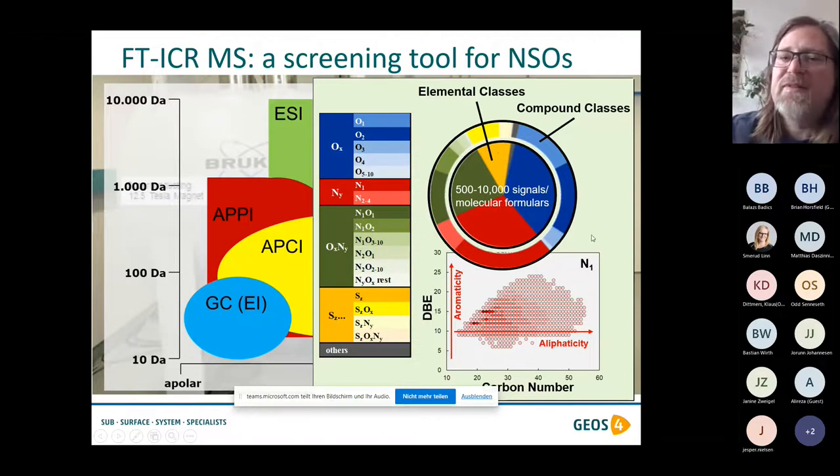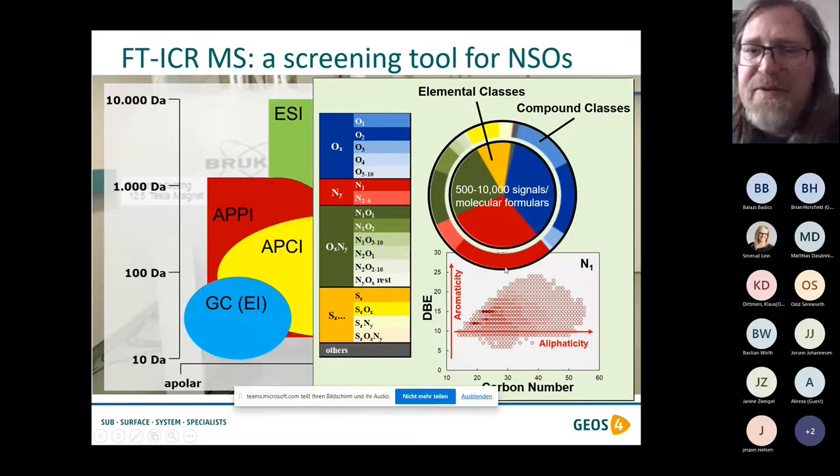The outer circle is the second proxy, the compound class distribution within a single elemental class. So here, for example, the percentage of one oxygen containing compounds on all only oxygen containing compounds.